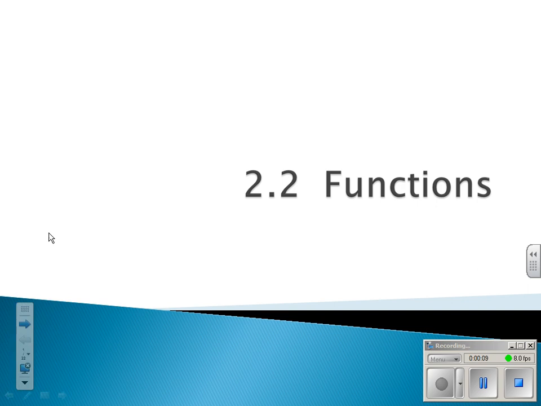This lesson is for Chapter 2, Section 2 on functions. So if everybody would get their notebooks out and open to a new section, we will get started. Textbook page should be on 173.